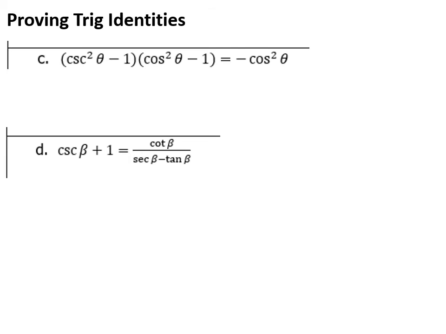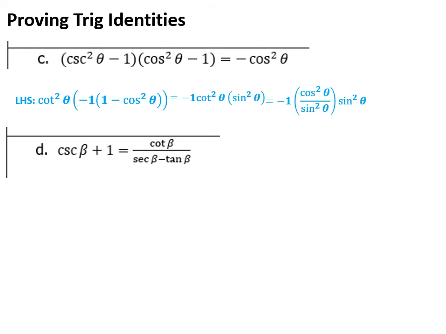Looking at C, it looks like the left-hand side's a little bit more complex. Cosecant squared theta minus 1 can be written as just cotangent squared of theta. Cosine squared theta minus 1, I can pull out a -1 and change the signs on each thing. And then 1 minus cosine squared is sine squared. Cotangent squared is cosine squared over sine squared. The sine squareds cancel, and we're left with -1 times cosine squared of theta, which is our right-hand side, and we're done.